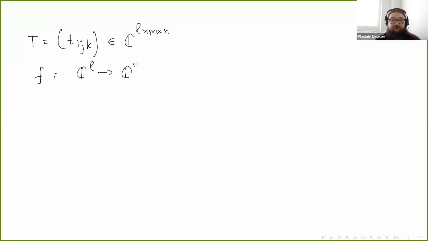And in the same way, we can define tensors as a three-way array of scalars. So let's say we have this box of complex numbers of size l times m times n. And this box of scalars can be used to define a linear map, for example, from C^l to C^(m times n).